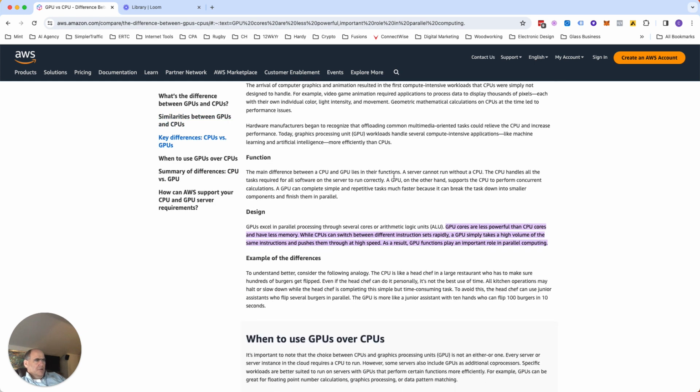So let's see here. It talks about the function. A server cannot run without a CPU. The CPU handles all the tasks required for software to run correctly. The GPU, on the other hand, supports the CPU.